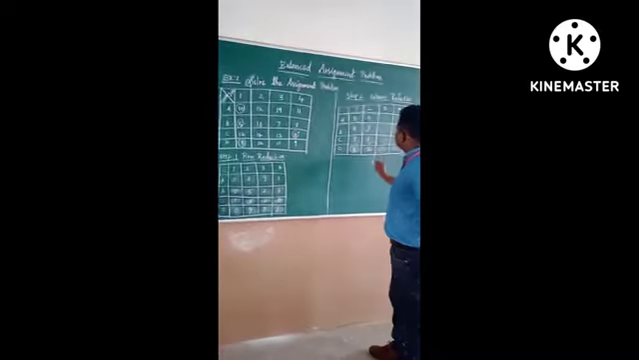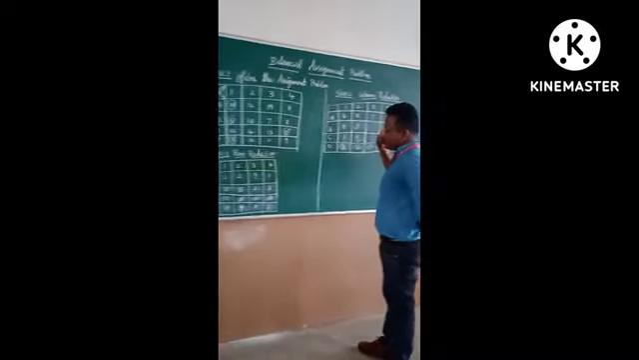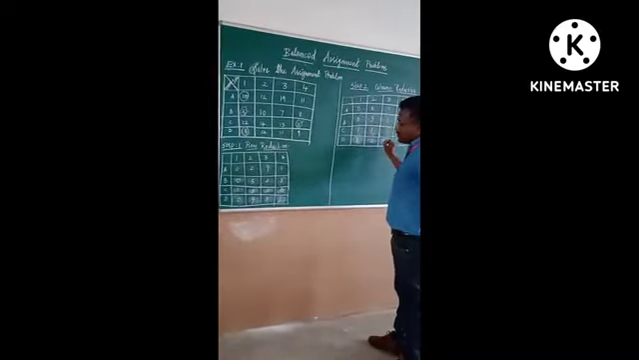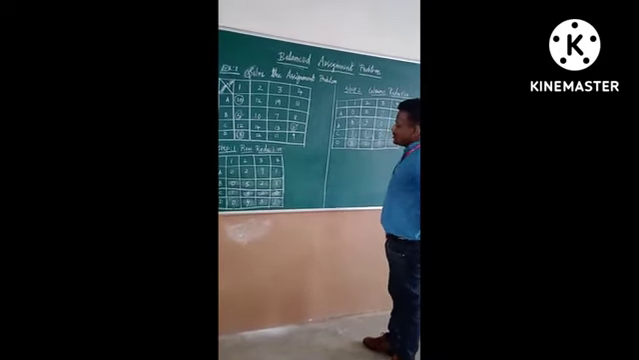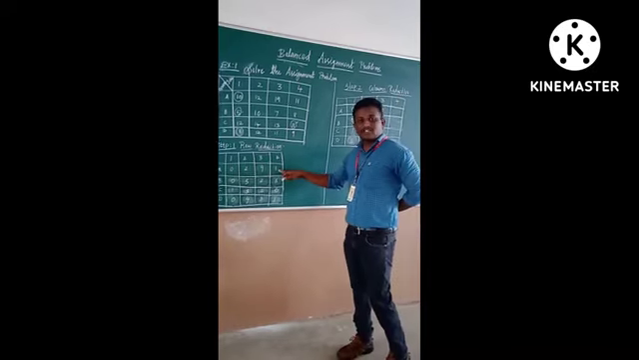So 9 minus 2 is 7, 2 minus 2 is 0, 2 minus 2 is 0, 3 minus 2 is 1.